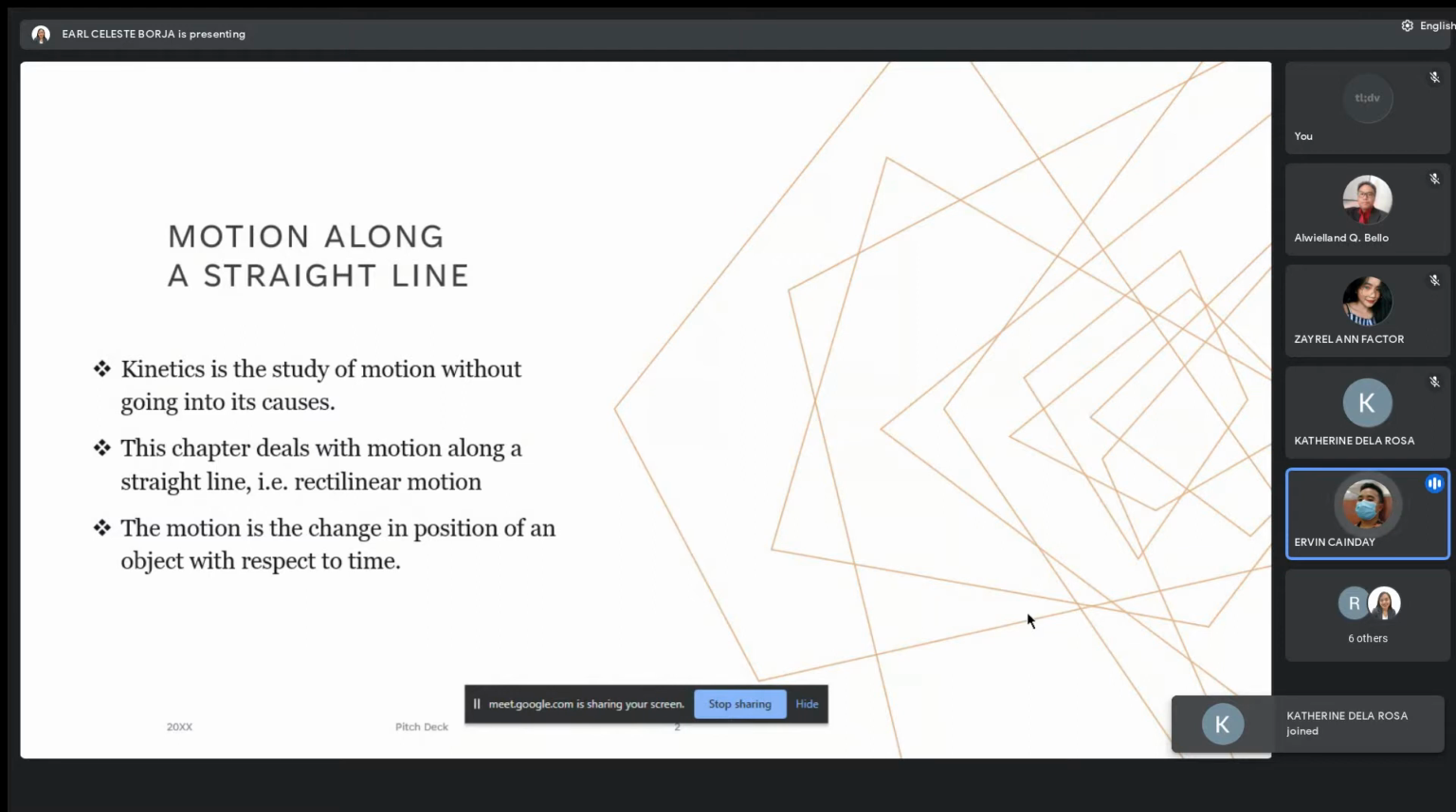So this is the objective of our topic. Kinematics is the study of motion without going into its causes. This chapter deals with motion along a straight line, for example rectilinear motion. Motion is the change in position of an object with respect to time.